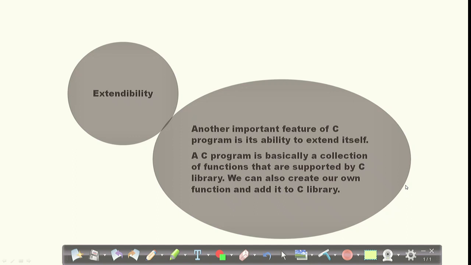The next feature is extendability, another important feature of the C programming language. As we know, a C program is basically a collection of functions that are supported by the C library. How can you extend it? You can write your own function and add it into the C library. That means you can extend the C program's library.